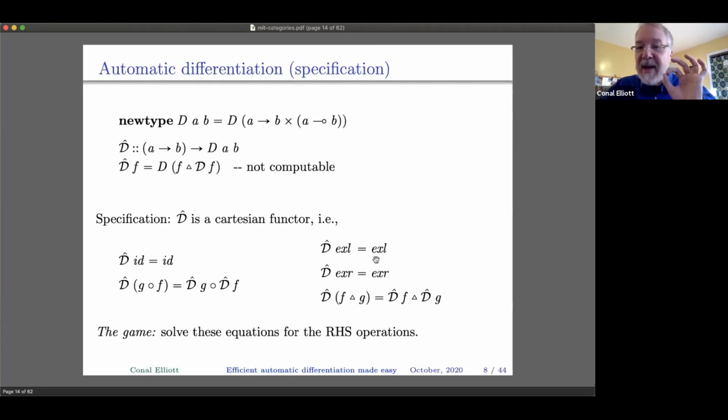We don't get to choose d hat. We only get to choose the operations on the right. If we can solve these equations, then those solutions will be a category. It'll be the definitions of identity, compose, and so on for that category. Then we're going to use those definitions to reinterpret a categorical recipe for a computable function into a computable recipe for its derivative, for a differentiable version.